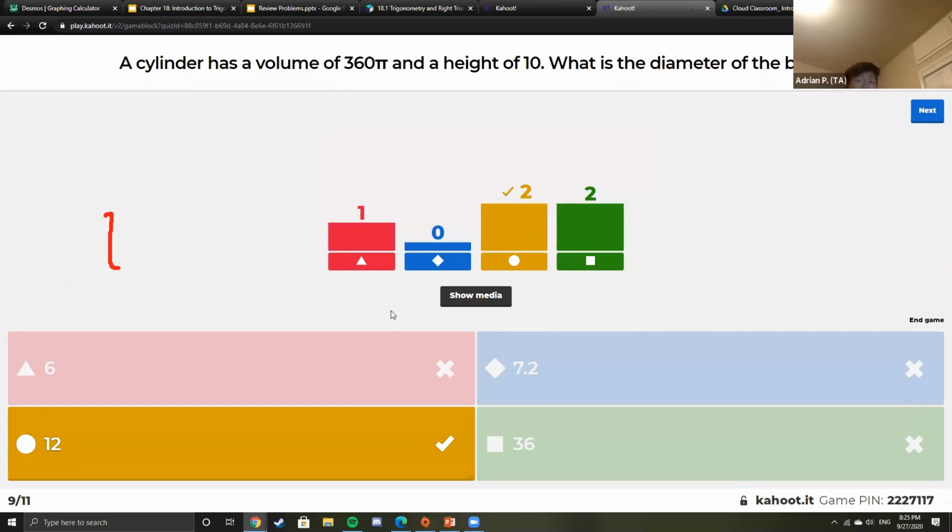Okay, so this is another question that's like working in reverse. You could divide 360 pi by the height to get the base, which is going to be 36 pi. So the area of the base, 36 pi, equals pi r squared. So r squared is going to equal 36, and the square root of 36 is 6. R equals 6. Diameter is 2 times r, so the diameter is going to be 12.